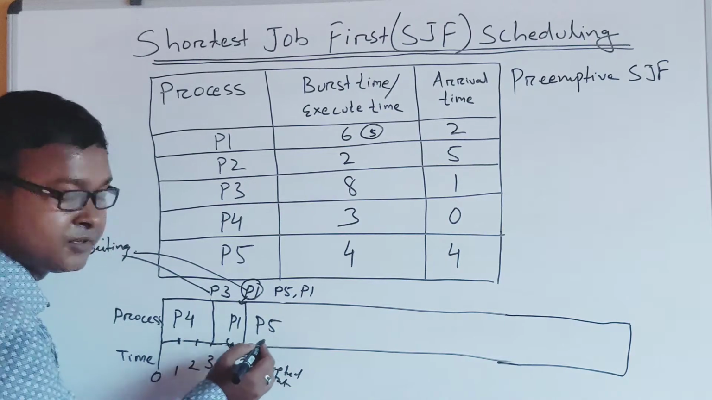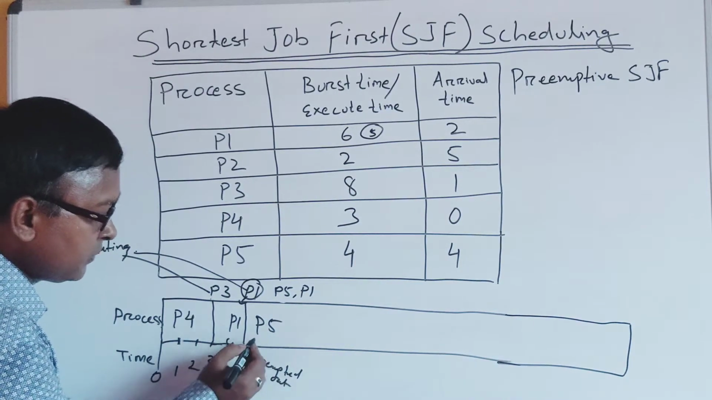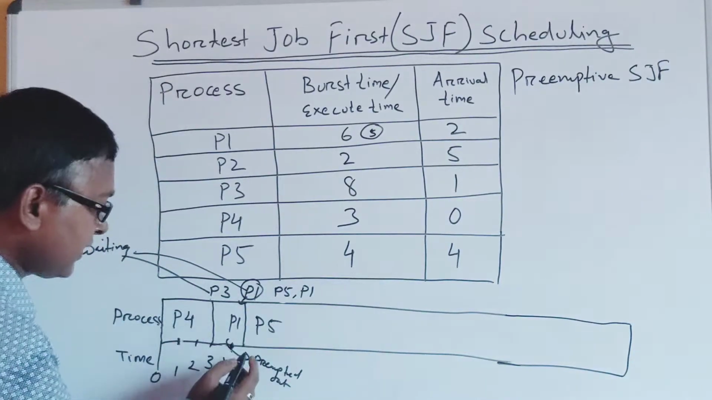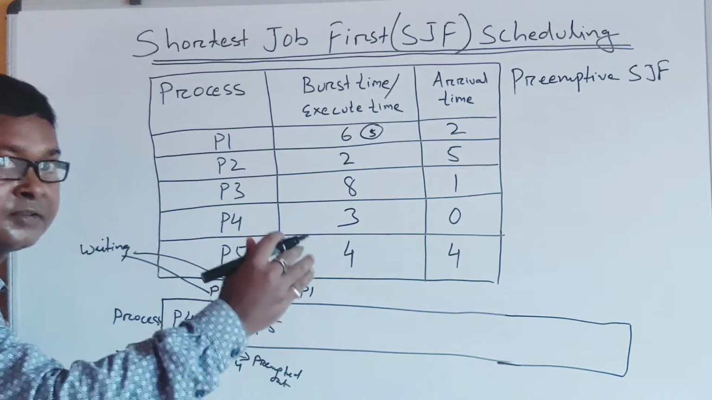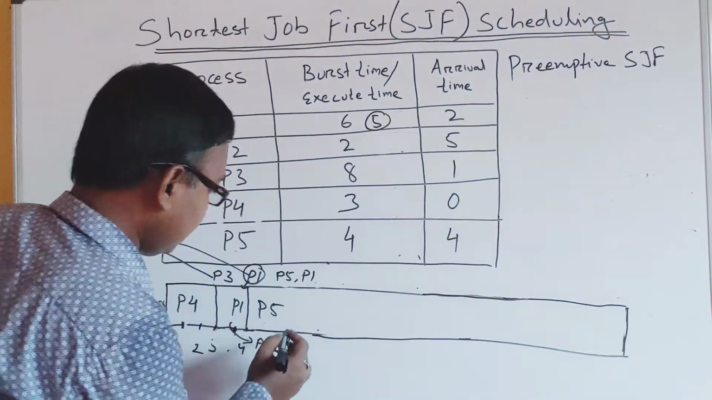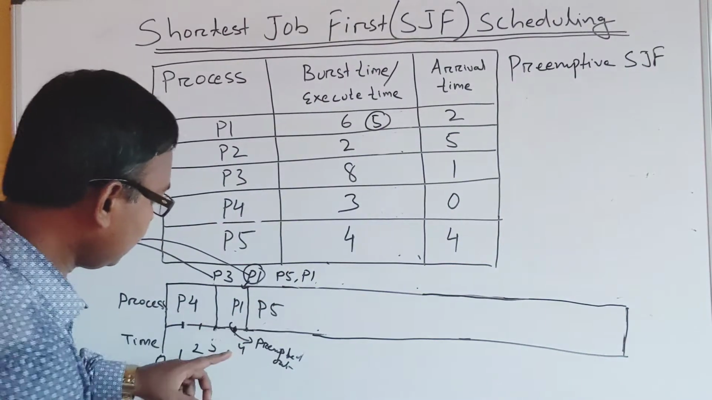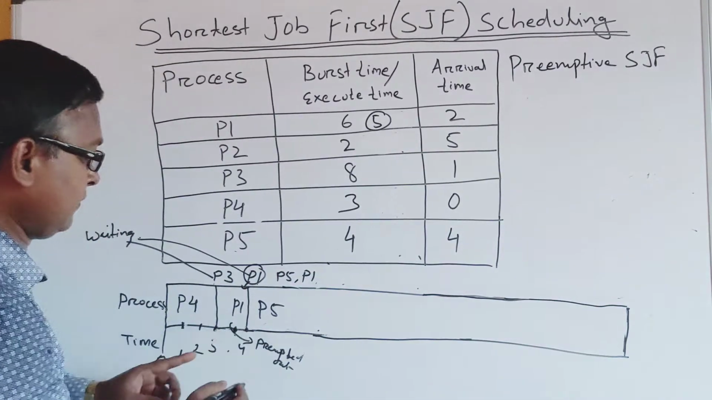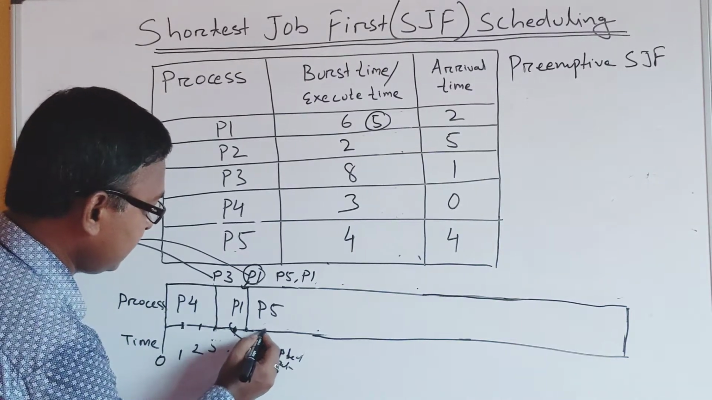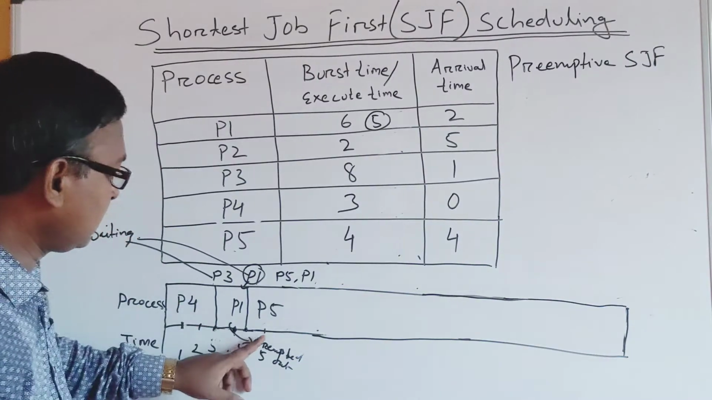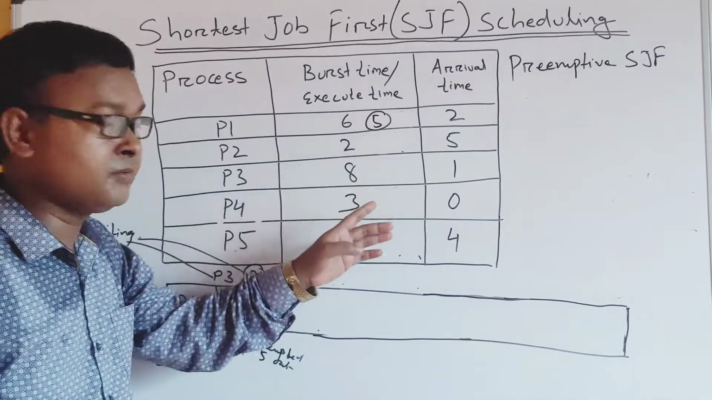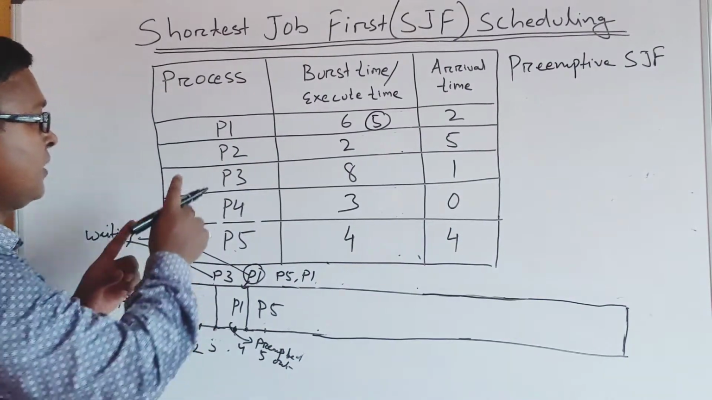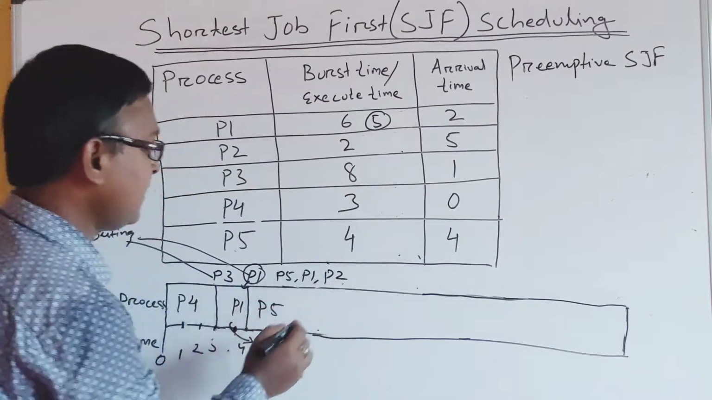Now P5 starts executing. Its arrival time is 4, so P5 enters at time 4. It is the starting time of P5, so it will start executing. At time interval 5, is any other process wanting to enter the processor? Yes. At time interval 5, the process P2 wants to enter the processor. So P2 will enter the processor and be in the waiting state.